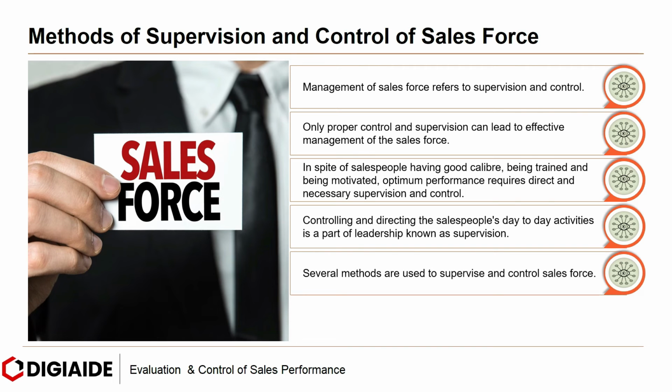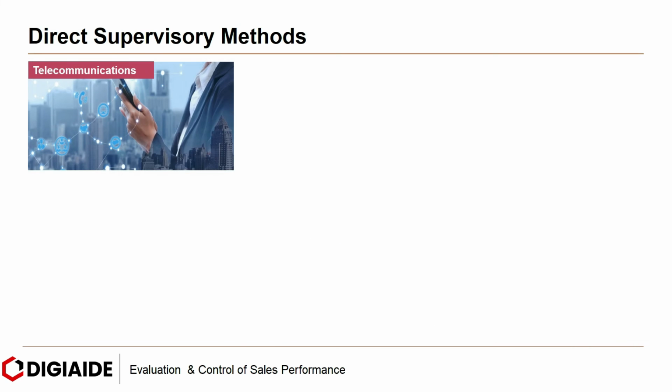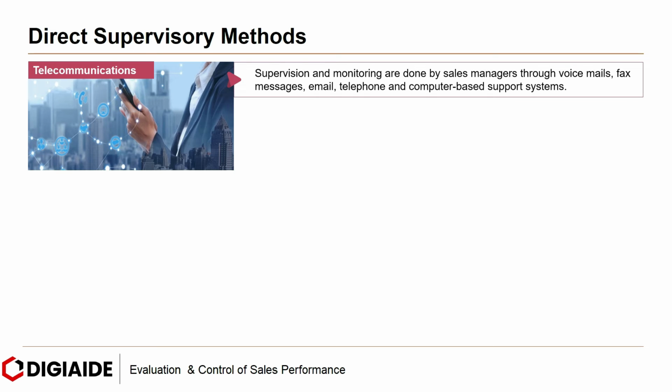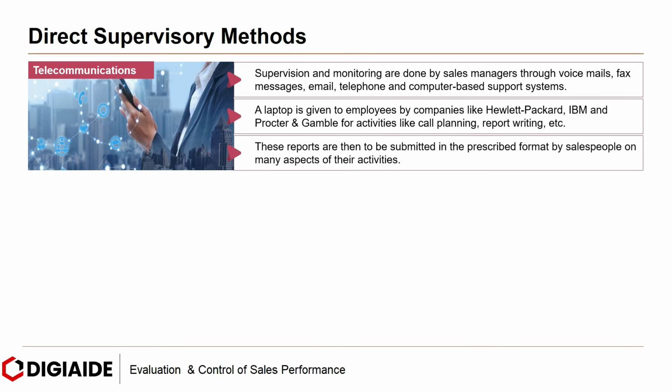Several methods are used to supervise and control sales force. Following are the direct and indirect supervisory methods. Let's start with direct supervisory methods. The first method under direct supervisory methods is telecommunication. Supervision and monitoring are done by sales managers through voicemails, fax messages, email, telephone, and computer-based systems. A laptop is given to employees by companies like HP, IBM, P&G for activities like call planning, report writing, etc. These reports are then to be submitted in prescribed format by salespeople on many aspects of their activities.